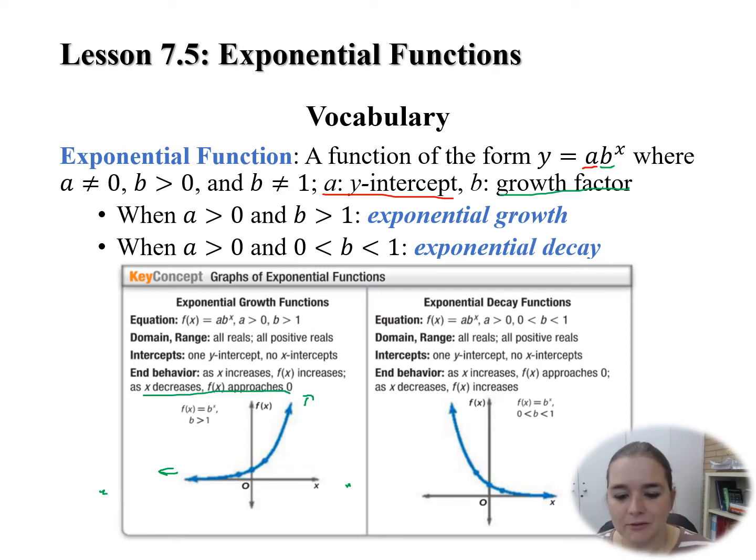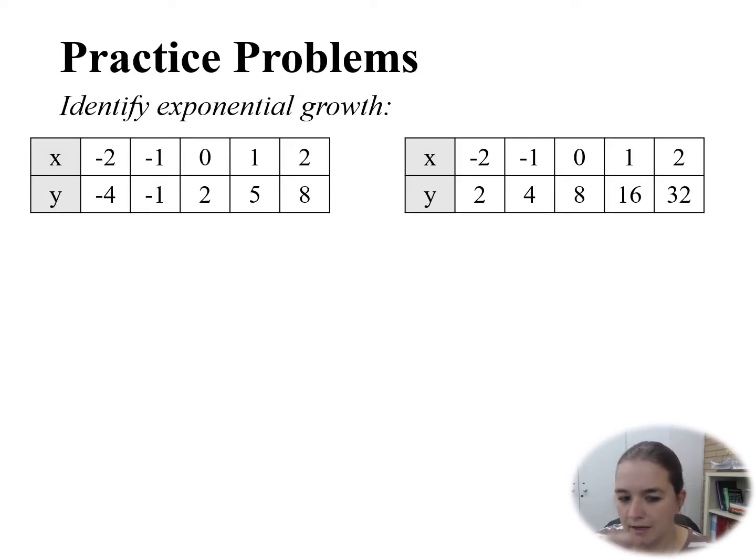Well, I have the same sort of thing, but the opposite when I'm talking about decay. As x increases, this time, y approaches 0, but as x decreases, y increases. So I have that invisible line hanging out that my function will never cross. So now let's think about this.